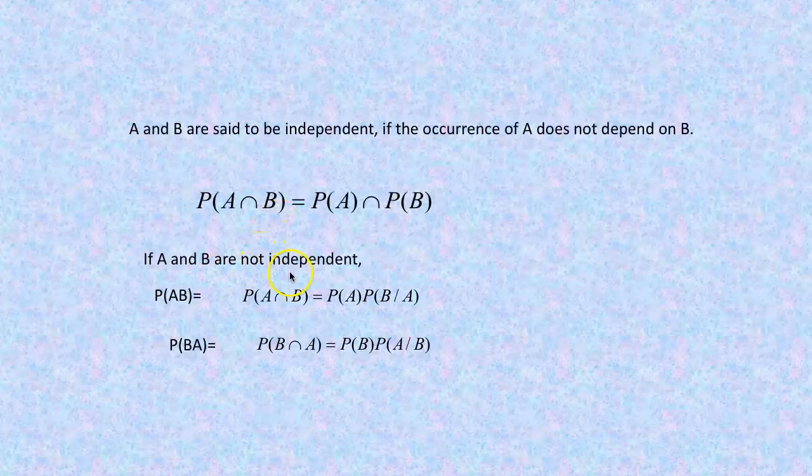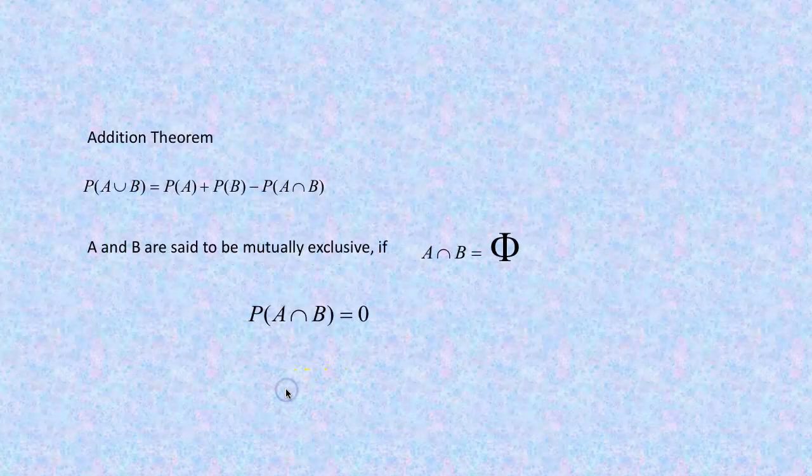If A and B are not independent, probability of A intersection B is probability of A times probability of B given A. And probability of B intersection A is probability of B times probability of A given B. We have the addition theorem which states that probability of A union B is probability of A plus probability of B minus probability of A intersection B.